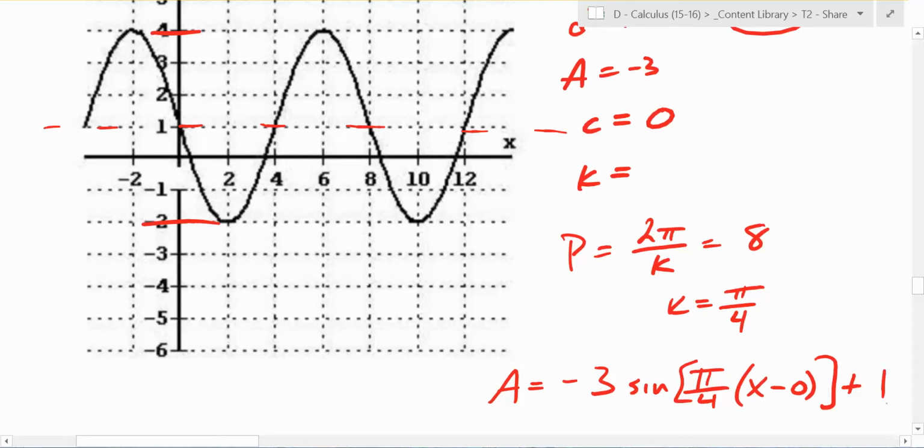All done. Could you do this differently? Could you do it with cosine? Yeah, sure. Absolutely. Could you move it to the left or right? Absolutely. There's actually an infinite number of ways you could do it.